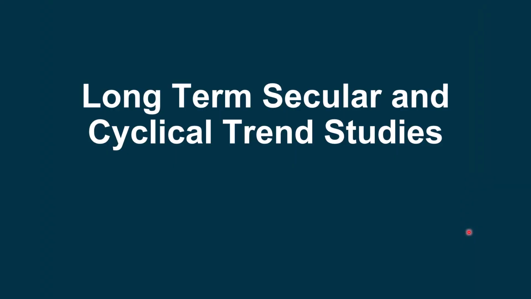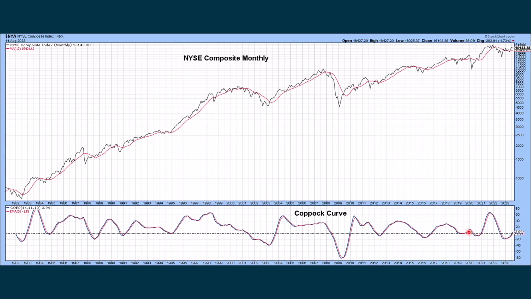Then we look at some long-term secular, that means really, really long-term, that can last decades. And then cyclical, which typically lasts years. We look at some trend studies. This is the NYSE Composite Index on a monthly chart, where we're continuing to be above a long-term moving average. When we look at the bottom, the Coppock curve, which is a momentum oscillator, it's going higher and actually starting to cross above this dashed line.